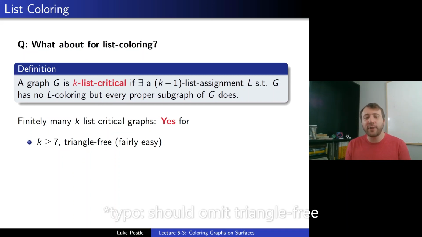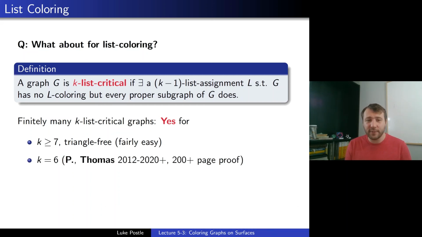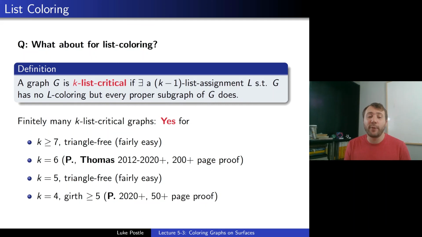Sorry, you don't need triangle-free there. It's just fairly easy to do. For k equals 6, we established that that is true. So Robin and I did it, and it's a 200+ page proof, so obviously we won't be doing that. For k equal 5 and triangle-free, it's fairly easy. And then for k equal 4 and girth 5, I did that and it's just getting published now. And that's again a 50+ page proof, so quite long altogether.